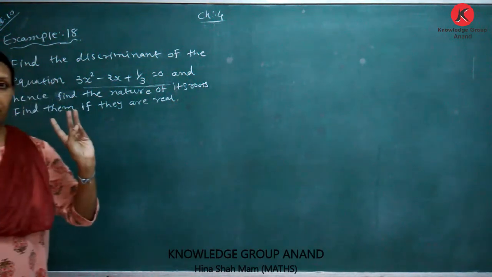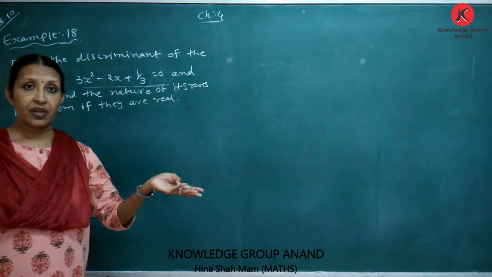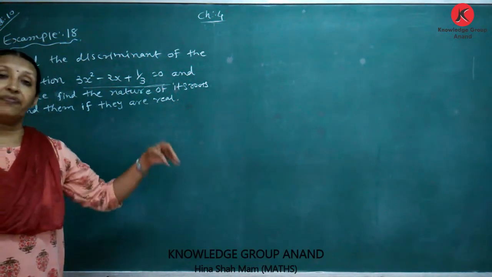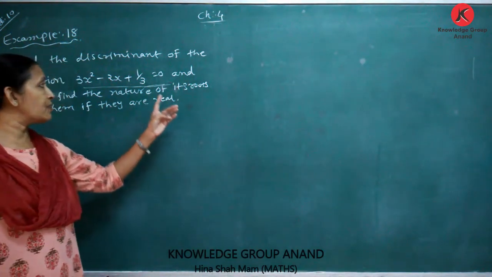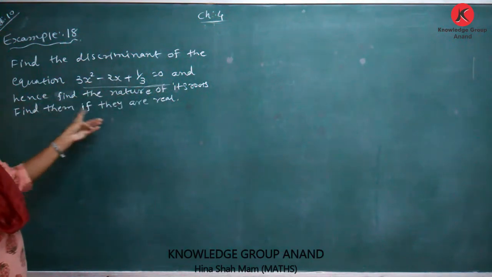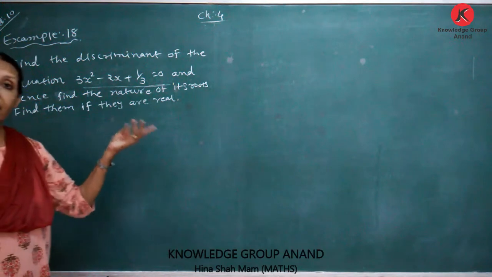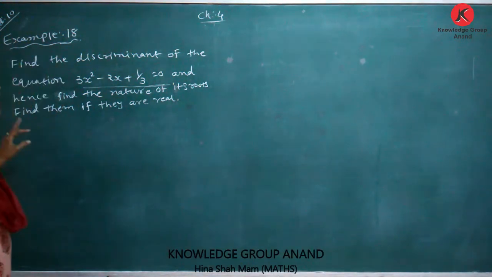First we find the discriminant. Then we find its nature: it's greater than 0, less than 0, or equal to 0. Then we write its nature. Suppose it is possible, if the roots are real, then we find the roots.